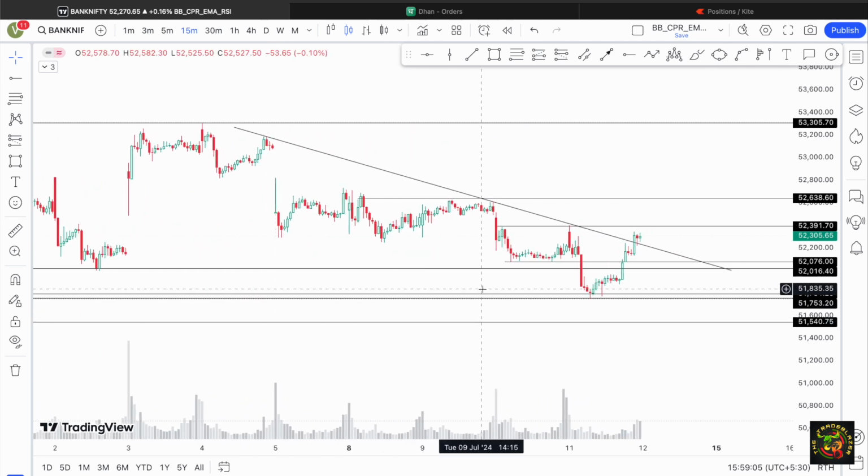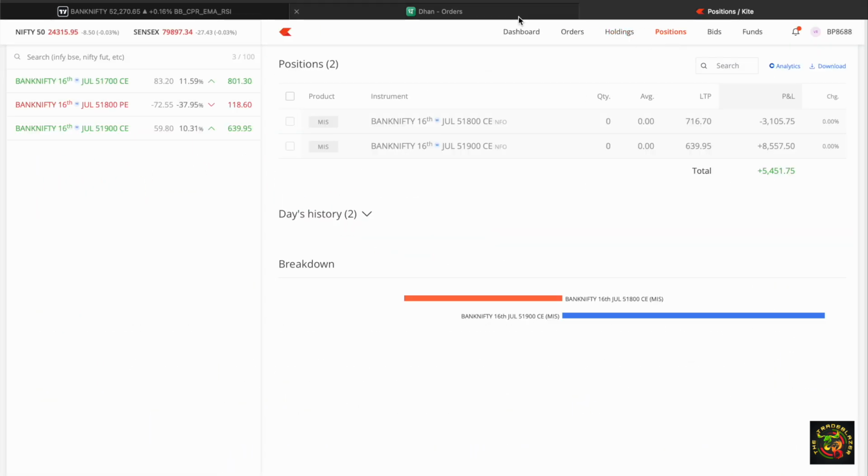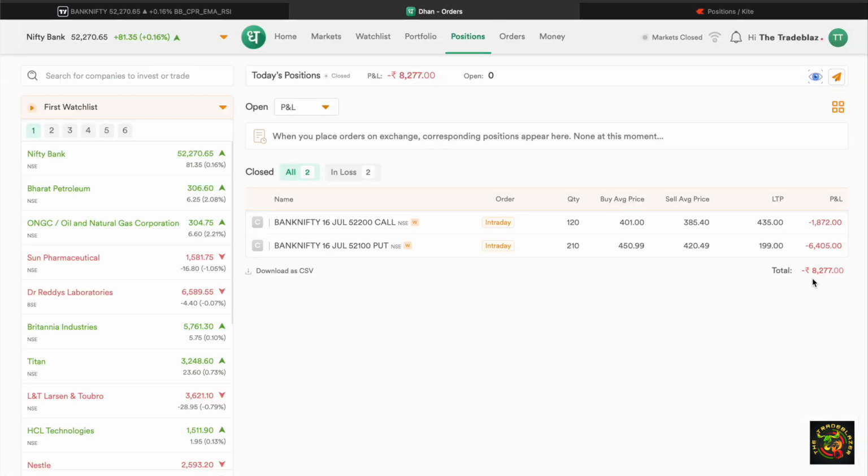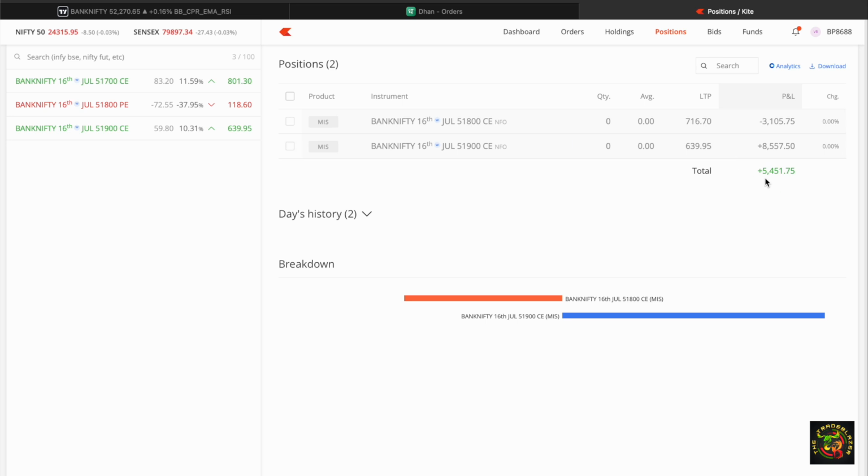Okay, so these are the levels, and overall I made a loss of about 8,000 in Dhan and 5,000-odd profit in Zerodha. So overall, it's around 3,000 of loss. Having said that, let's dive into our live trading session and see how we manage the trades there.